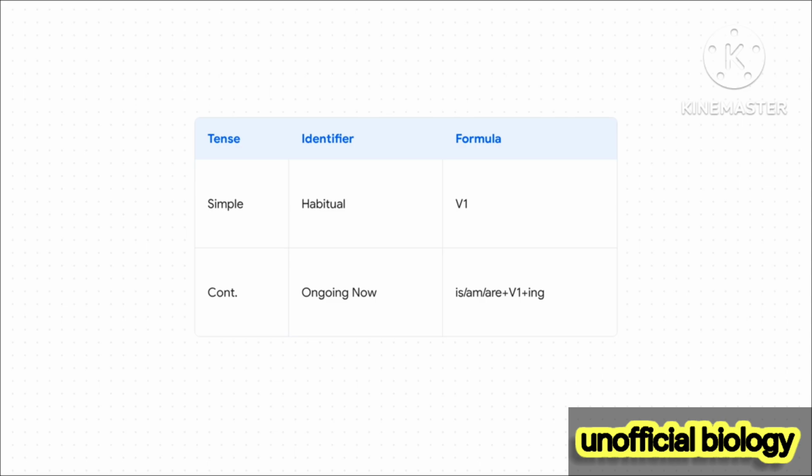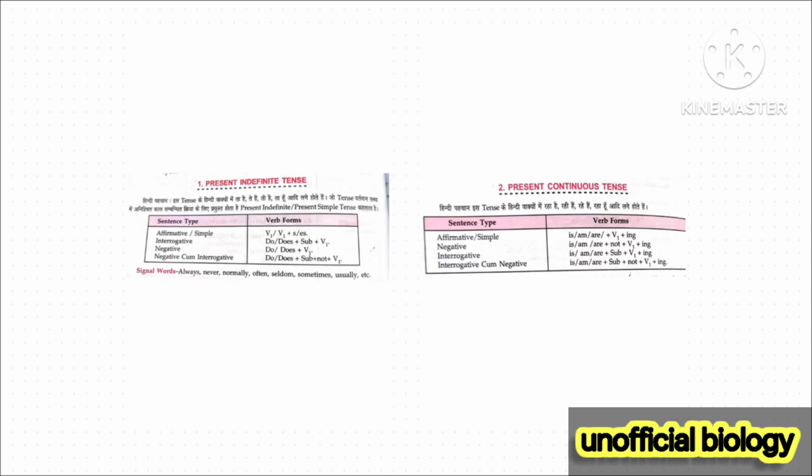Well, that native identifier is your trigger for the V1 rule, which is just the base form of the English verb. But if it's an ongoing action, something happening right this second ending in raha hai, that triggers a different rule, the is, am, or are plus V1ing formula. When we compare these textbook rules, we can really spot the difference. For the present indefinite, words ending in ta hai or ti hai just pair with V1 or V1 with an S or ES if you've got a singular subject.